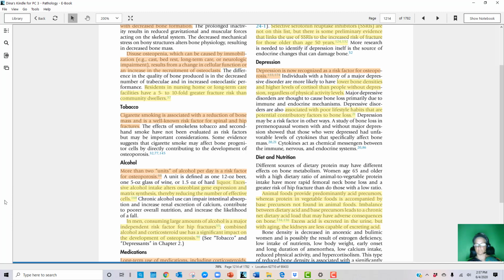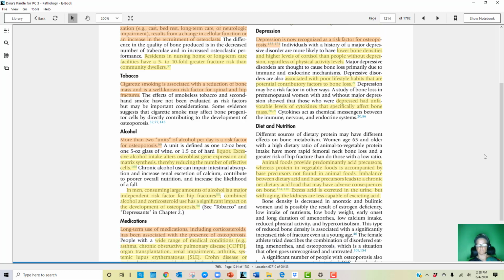Depression may be a risk factor in other ways. A study of bone loss in premenopausal women with and without major depression showed that those who were depressed had unfavorable levels of cytokines that specifically affect bone mass. Cytokines act as chemical messengers between the immune, nervous, and endocrine systems.